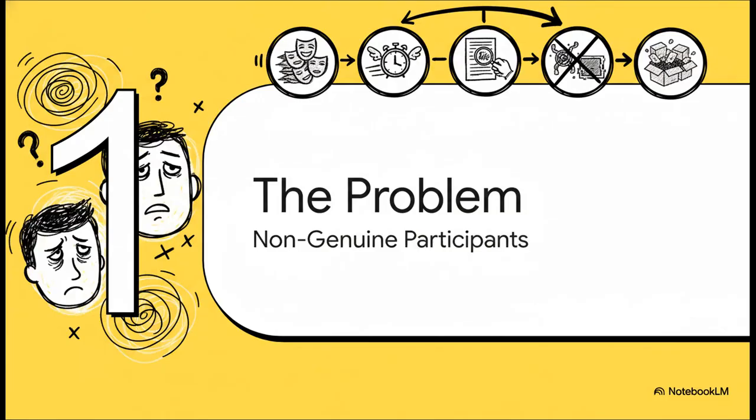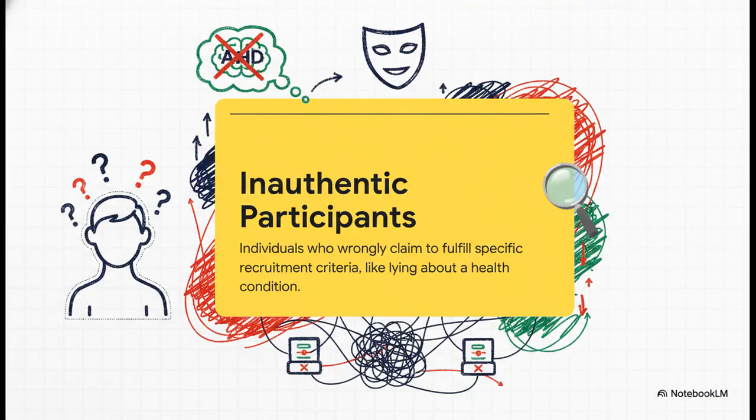Okay, so who exactly are we talking about here? Well, it's not just one type of person. This whole issue of non-genuine participation really breaks down into about 5 main categories, and each one can seriously mess with the study's results. Let's get into them. First up, we've got what we call inauthentic participants. These are folks who just straight up lie to get into a study. Like someone claiming they have a specific medical condition when they absolutely don't, just to check a box on the recruitment form. It's a total fabrication from the get-go.